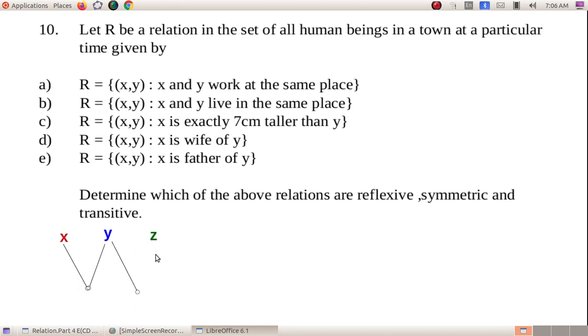One more person is Z. Z works in this place where y is working. It is clear that x and y work at the same place. Y and z work at the same place. Clearly, x and z also work at the same place. Therefore, the relation is transitive also.